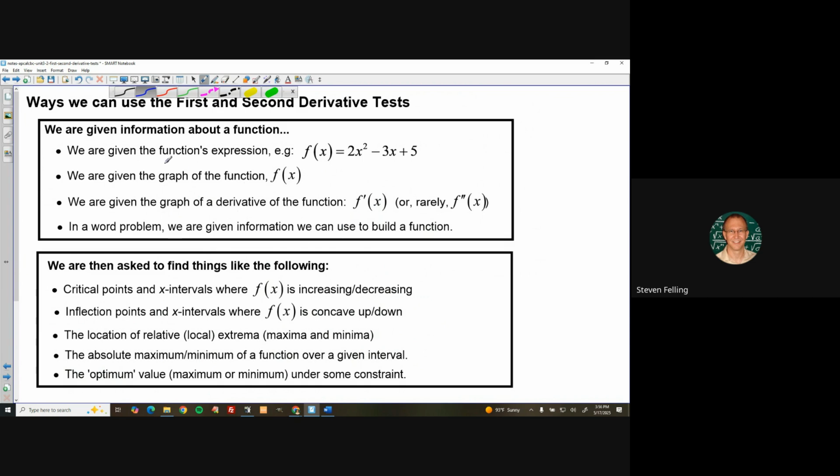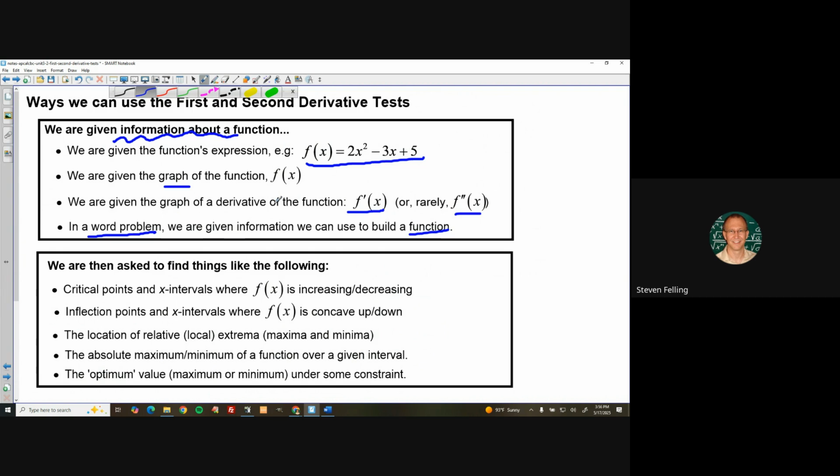If we're given information about a function, like we know f of x is this, we could be given information about a function in different ways. We could be given the function expression. We could be given a graph of a function. We could be given the graph of the derivative of a function, or rarely the second derivative. Or we might be given a word problem where we have to use the words of the problem to build the function. So somehow we'll have some way to get information about a function.